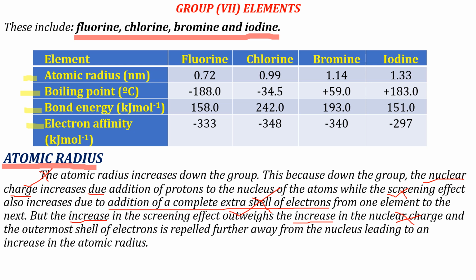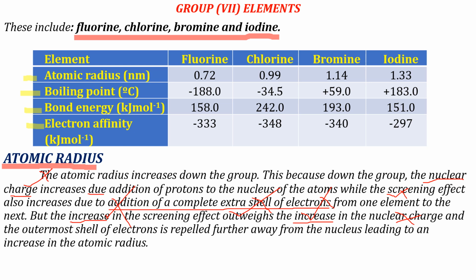If you have it in your notes, you must underline it so that you don't forget it, because these ones carry half a mark, each of them. After talking about the increase in screening effect outweighing the increase in nuclear charge, you must talk about effective nuclear charge. So if we have an increase in screening effect outweighing the increase in nuclear charge, the effective nuclear charge we expect to increase. That means that the outermost electrons are going to be more strongly attracted to the nucleus than they are repelled.